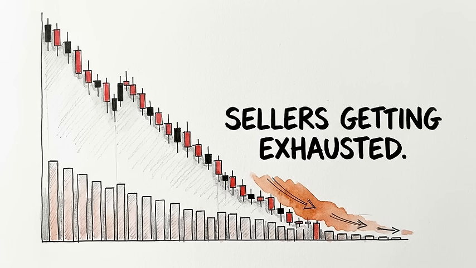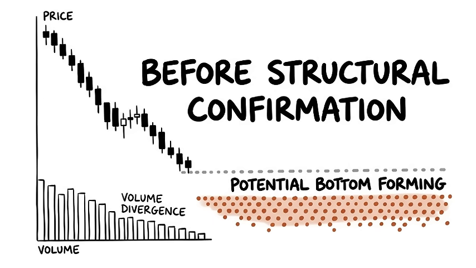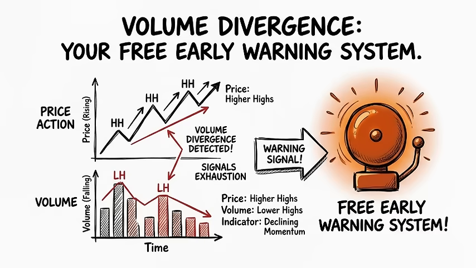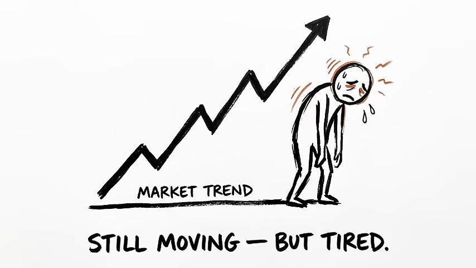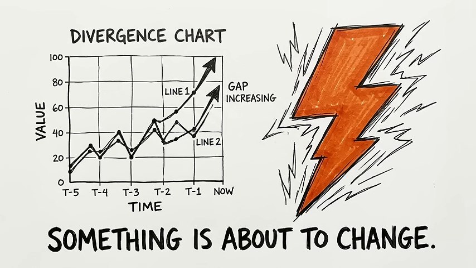The same principle works in reverse. Price falling, but volume also declining means sellers are getting exhausted. Each drop has less participation. The selling is drying up. A bottom may be forming before price has confirmed anything structurally. Volume divergence is your free early warning system. The market hasn't reversed yet, but it is getting tired. Pay attention when you see price making new extremes, but volume making lower extremes in the same direction. Something is about to change.